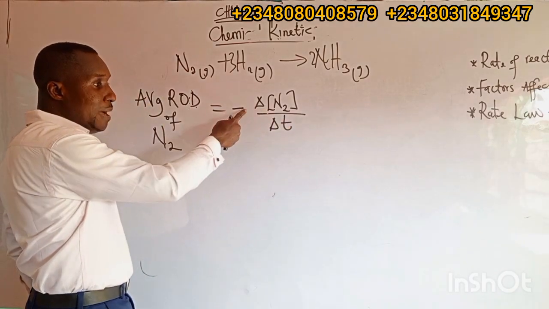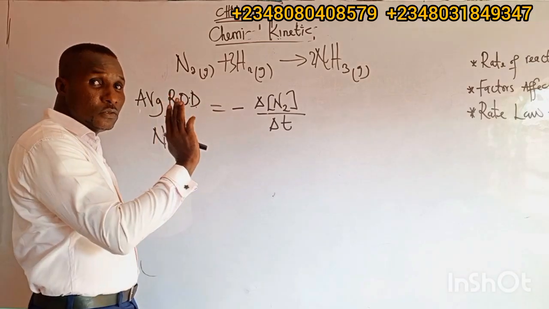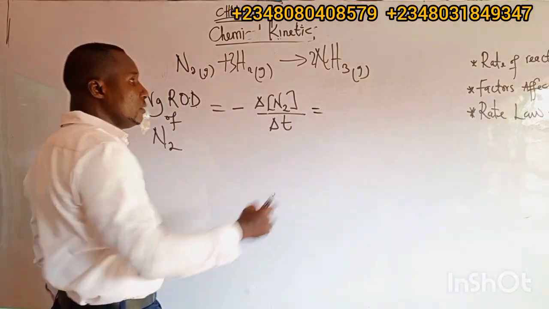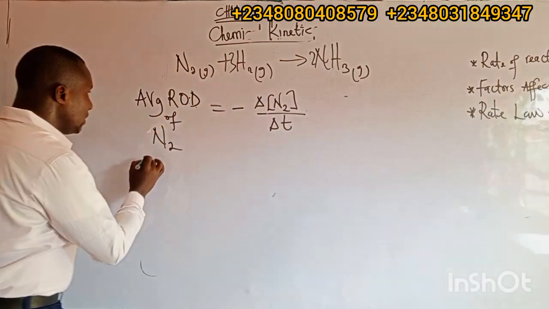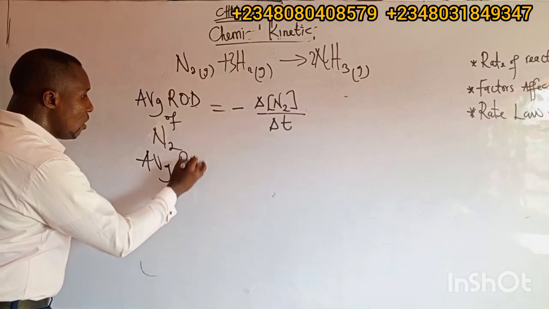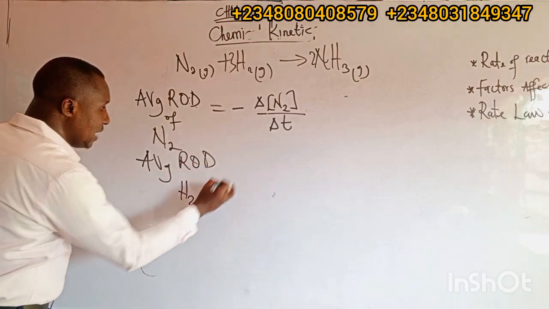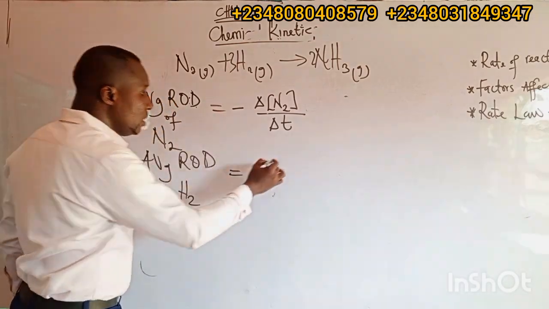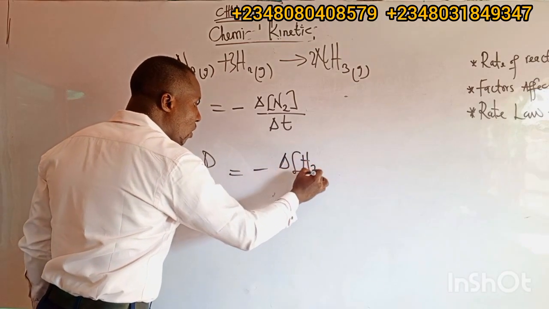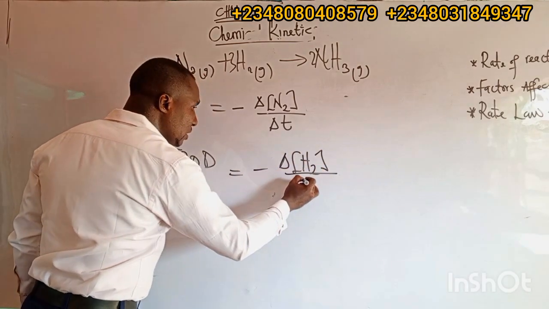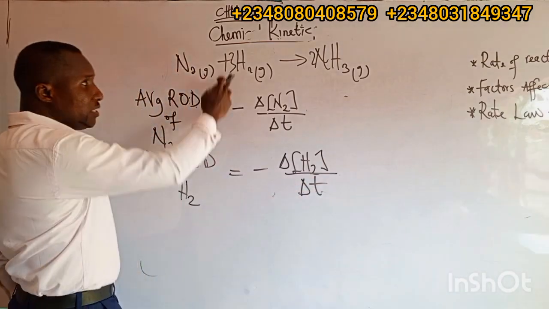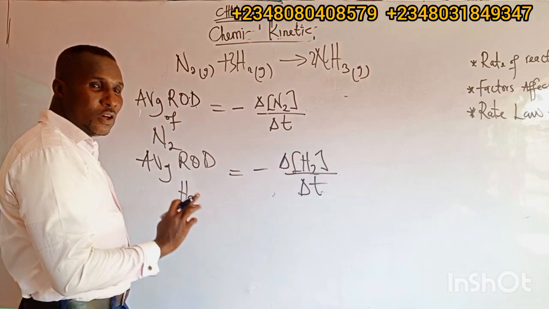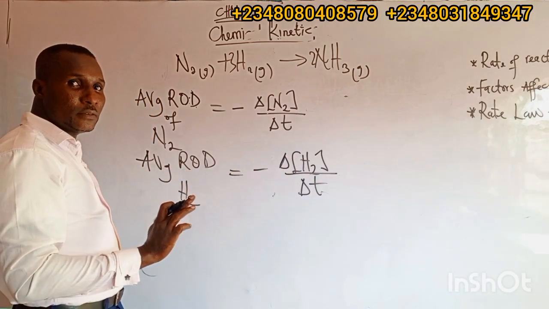Don't divide the concentration by the stoichiometric coefficient. Don't do that. Take note. Then, for hydrogen gas, the average rate of disappearance will be, since it is a reactant decreasing in concentration, minus the change in concentration of hydrogen gas with respect to time. What is the stoichiometric coefficient of hydrogen gas? 3. Don't divide the concentration by 3 under average rate of disappearance.